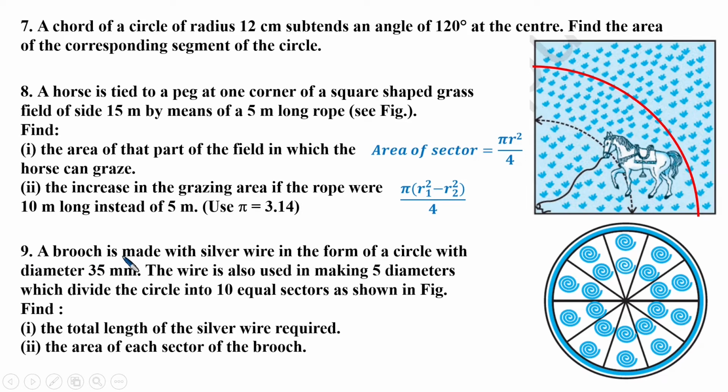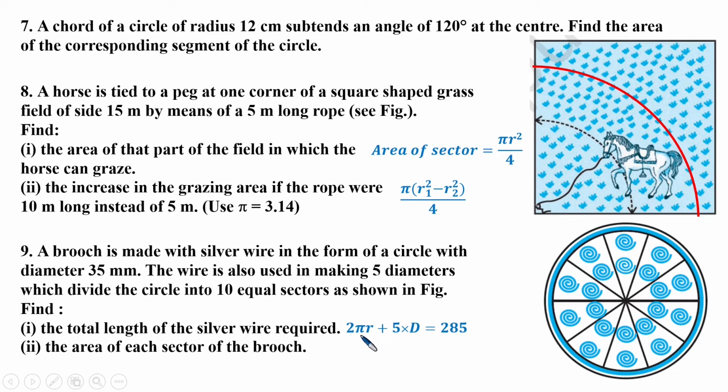Now exercise 9. A brush is made with silver wire in the form of a circle of diameter 35 mm. The wire is also used in making 5 diameters, which divide the circle into 10 equal parts. This is one diameter, 1, 2, 3, 4, 5. 5 diameters, and of course the other end 5 also, make 10 equal parts. Find the total length of the silver wire required. So it is the perimeter plus all these diameters.